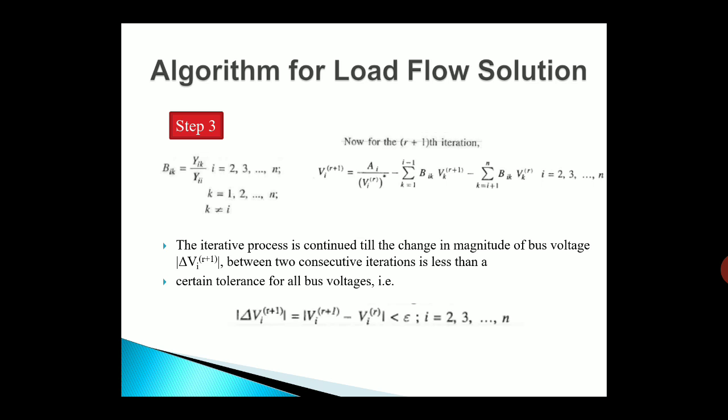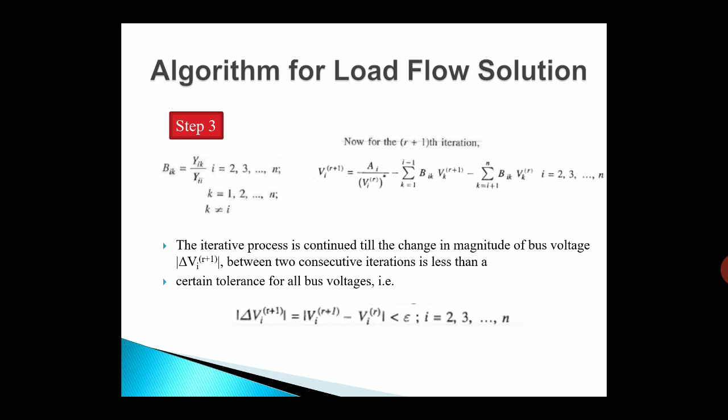Now from this position, let me tell you about the sign conventions. You can see some values are in the subscript and some in the superscript. The superscript value is in small brackets. The small bracket superscript is not the power. It says the number of times the iteration is done.